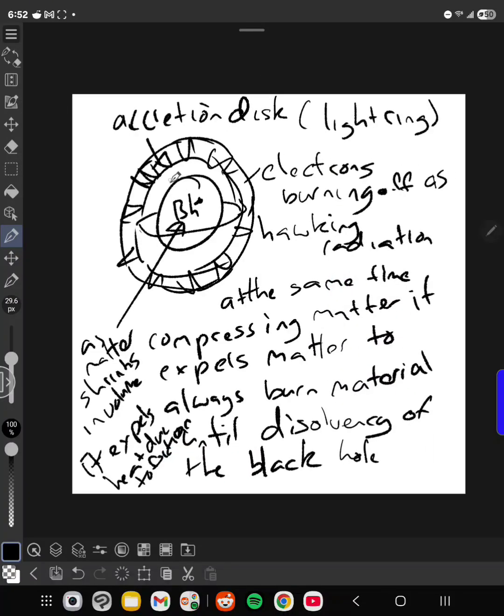Due to friction. So just so you can see it a little bit better here. So you have an accretion disk here. These are electrons burning off, going all the way around. You have Hawking radiation as we know it, or it was also called, I think it's either black energy or dark energy. I'm not quite sure. I haven't read that book in a while. All I remember is it was some form of energy. But I think it's called black radiation. It doesn't matter for this experiment. We'll hold on to it later.